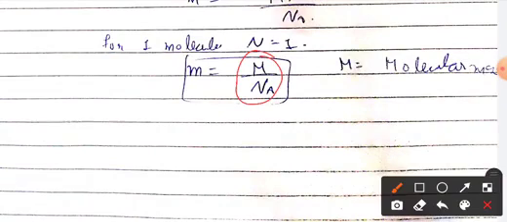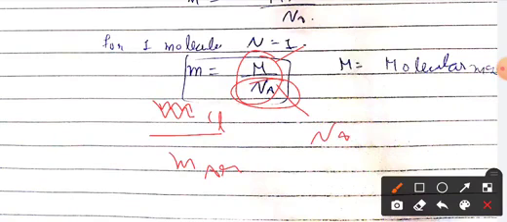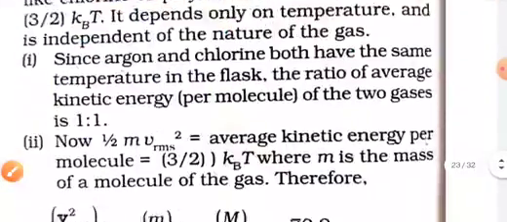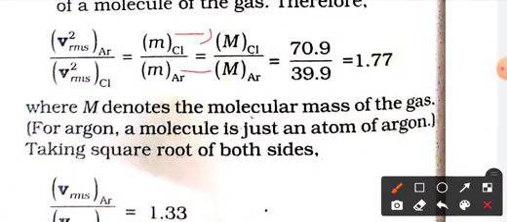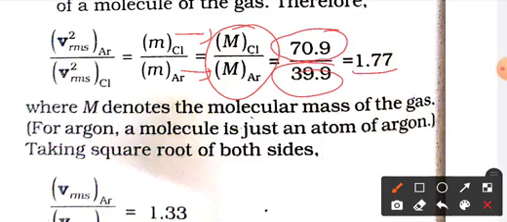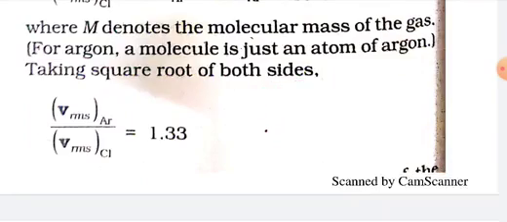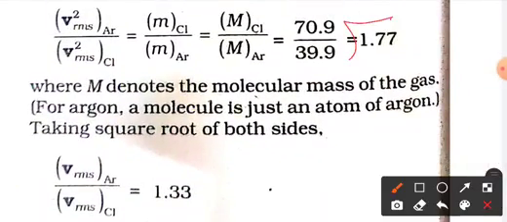Now we know how to calculate the mass. Mass is equal to capital M upon N_A, that is molecular mass upon the Avogadro constant, which is a constant value. So if we take the mass of chlorine upon the mass of argon, N_A to N_A will cancel out, and only the molecular mass of chlorine and molecular mass of argon will remain. So the mass of chlorine upon mass of argon is equal to 70.9 upon 39.9, which is equal to 1.77. Now we have calculated the ratio of V_rms squared. We want the ratio of the V_rms speed, so we take the root of this value, root over 1.77, which is equal to 1.33. That is the answer.